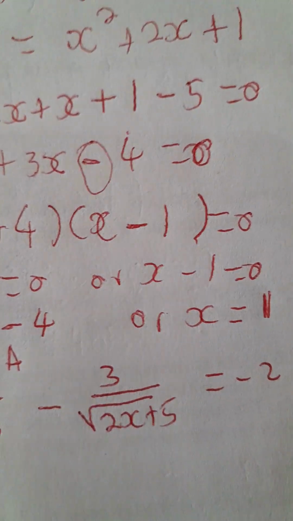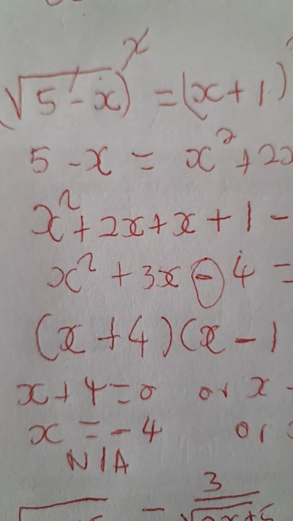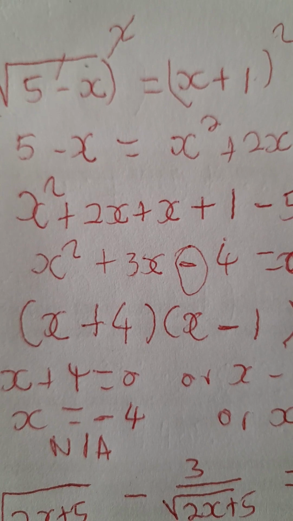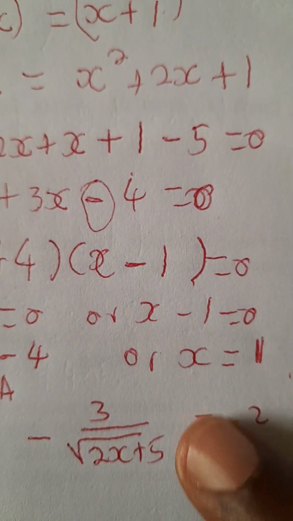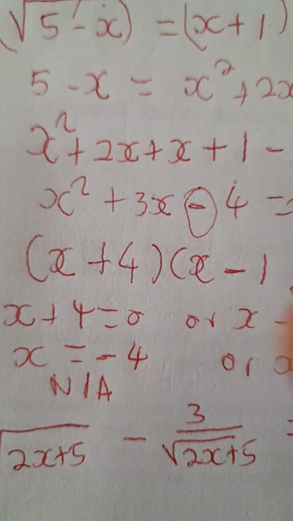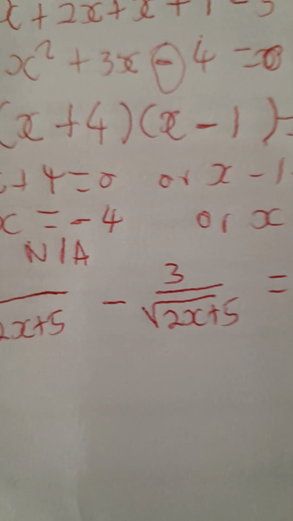Okay, let's try plugging 1 there. When we plug 1, 5 minus 1, we know that's 4. Square root of 4, that's 2. But 1 plus 1, it's 2. So definitely, this is the solution. So in this case, there's no solution for negative 4. You could write no solution, or you could write just NA, not applicable.